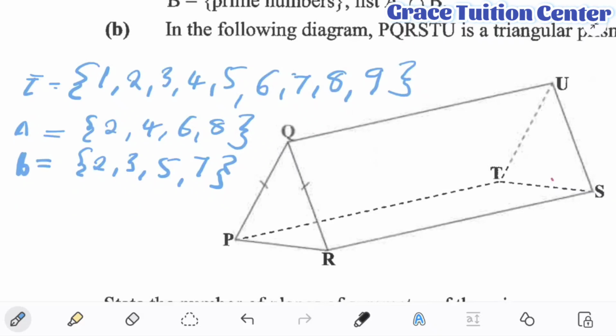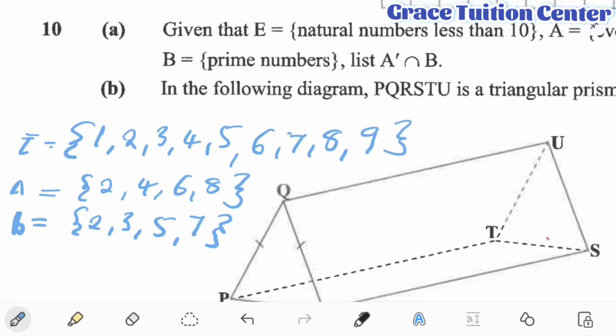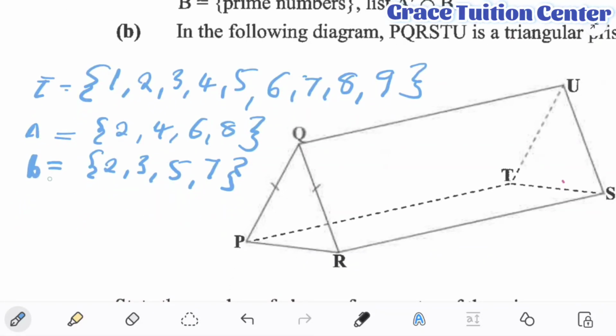Okay, so let's go ahead and work our way through. We need to find A complement intersection B. So we know what B is, but we don't know A complement. So let's go ahead and find the A complement. What does A complement mean? It means that from the universal set, you remove everything in A. What are you going to remain with? If we remove the 2, the 4, the 6, and the 8, what do we remain with?